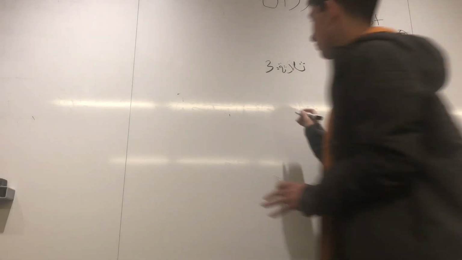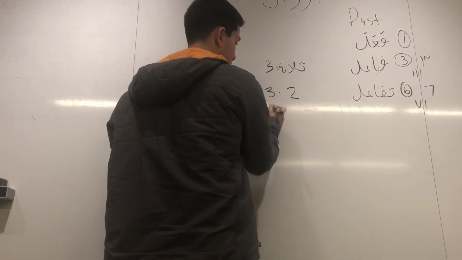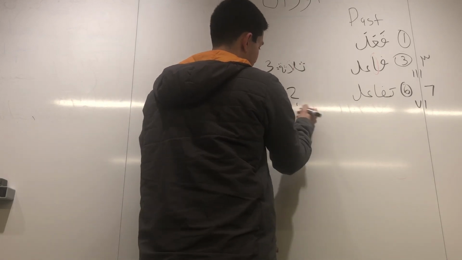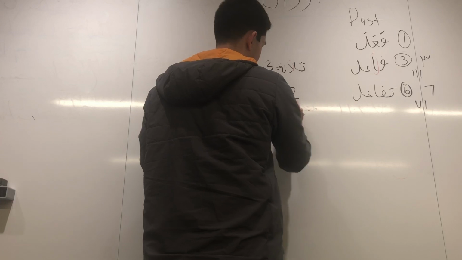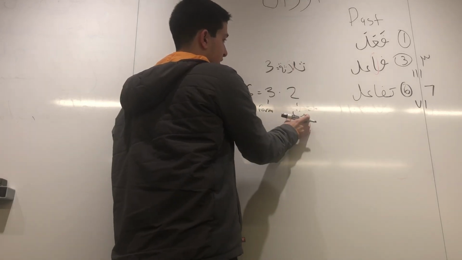Another math one. We all know that 6 is 3 times 2. So we take form 3 and then add a 2 in the front, but add a ta in the front. So 2 sounds like ta. For form 6, we take form 3 and add a ta in the front.